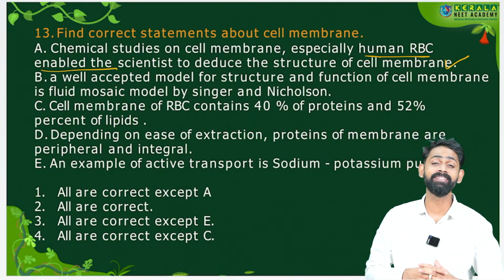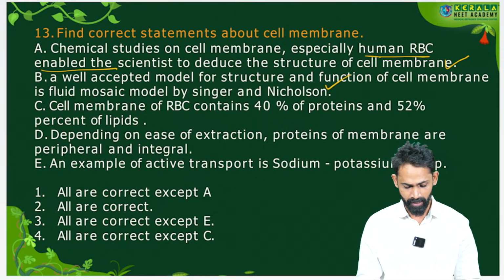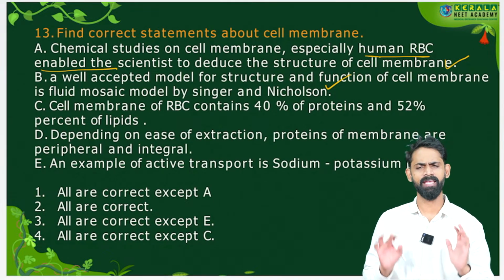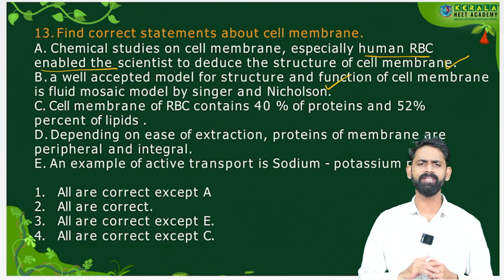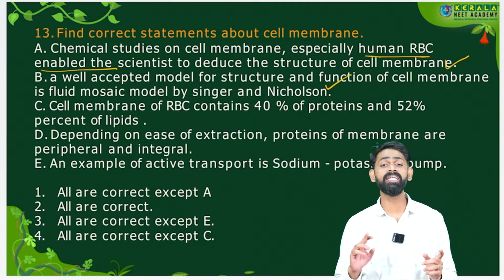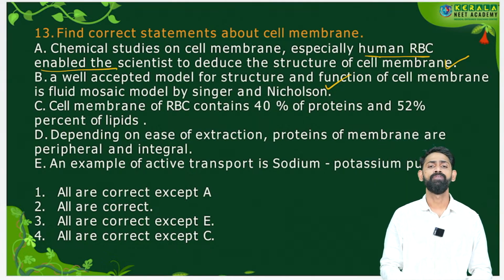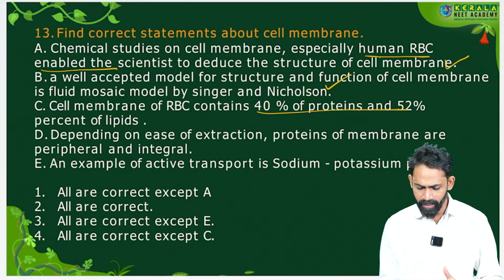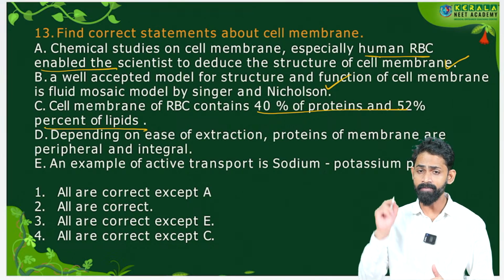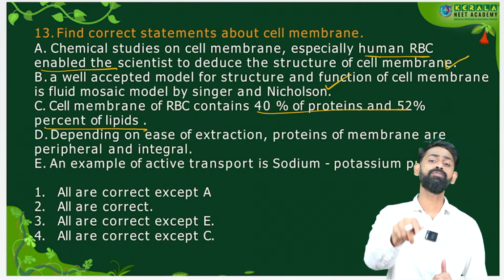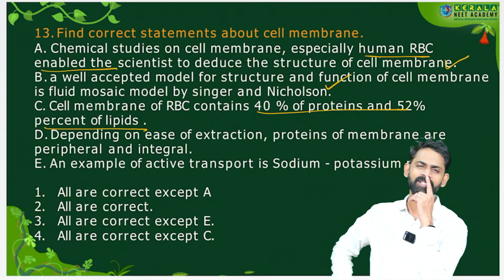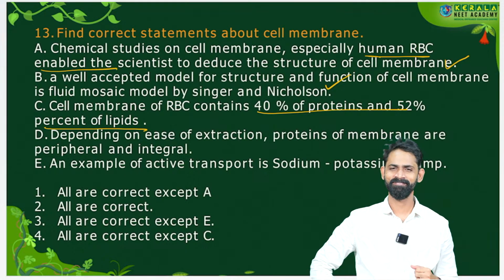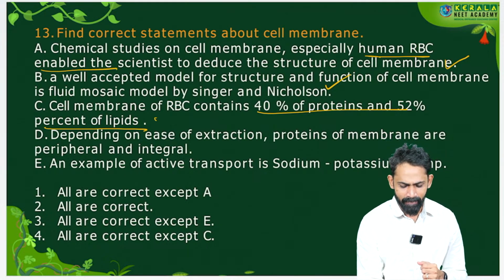It is also mentioned in the NCERT, so be careful. The cell membrane of RBC consists of, everybody remembered this, I just made it intentionally wrong: RBC contains 40% lipids and 52% proteins. I hope you can understand. 52% proteins, 40% lipid, and the remaining 8% belongs to carbohydrates. So that is why I made this statement wrong.